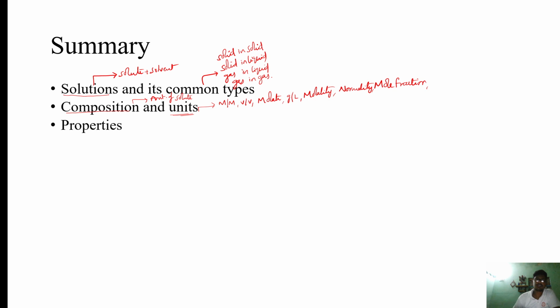And then properties of the solutions. Basically the properties that we have studied till now are, one, intensive property, and another one, extensive property. Hope you remember what intensive and extensive properties are. An intensive property is the one which does not depend upon the mass of the solution, and an extensive property is the other way around, that does depend upon the mass of the solution.